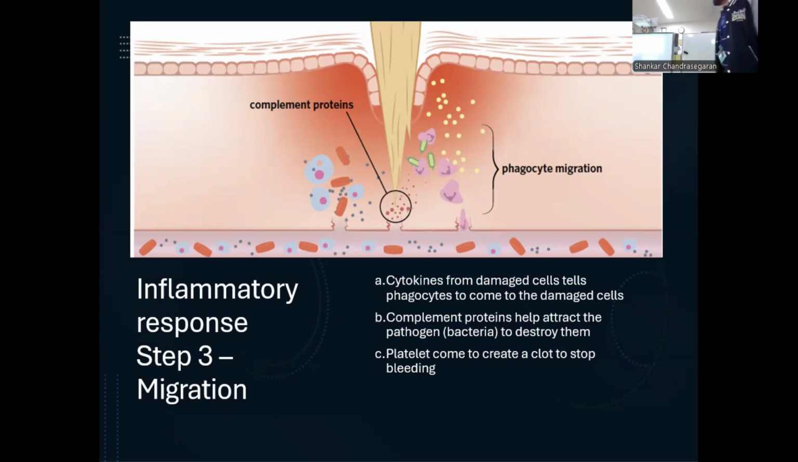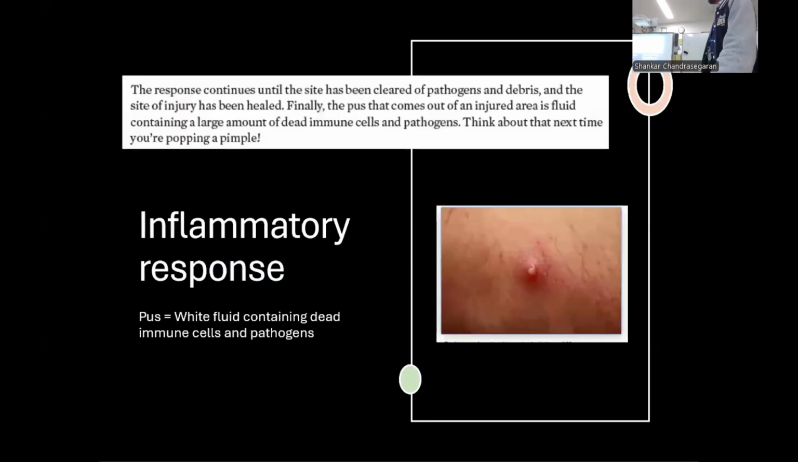And then lastly, when they do all the things that they are expected to do, while also getting help from complement proteins, platelets will finally come in and seal the wound through coagulation. Sorry, what do platelets do? Basically, they just clot through clotting.